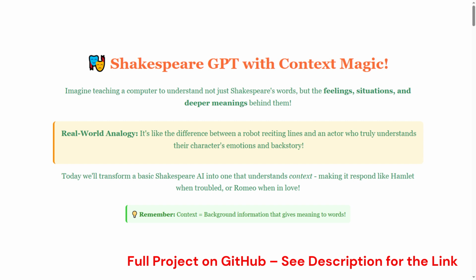We're taking a basic Shakespeare AI and transforming it into something that can think like Hamlet when he's troubled or speak like Romeo when he's madly in love. It's like giving our AI a heart and a brain at the same time.